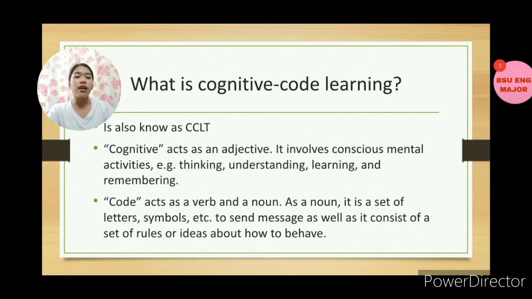Cognitive acts as an adjective. It involves conscious mental activities, for example, thinking, understanding, learning, and remembering. Code acts as a verb and a noun. As a noun, it is a set of letters, symbols, etc. to send message, as well as it consists of a set of rules or ideas about how to behave.